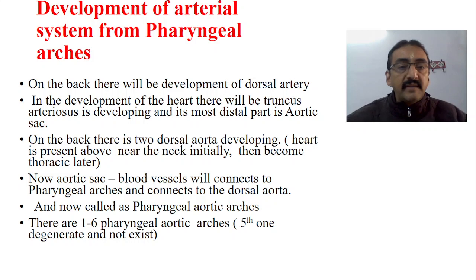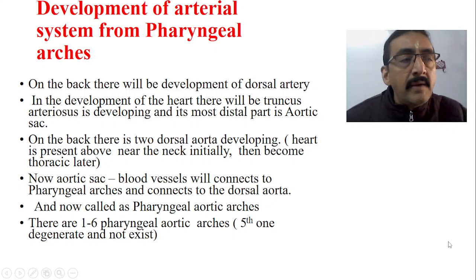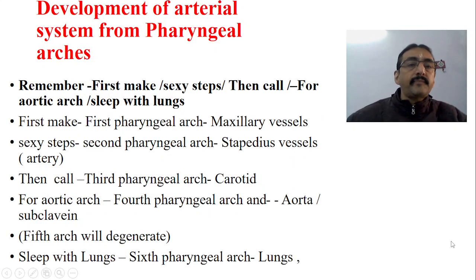Now from the aortic sac, the blood vessels connect to the pharyngeal arches and then to the dorsal aorta, and these are now called the pharyngeal aortic arches. There are 1 to 6 pharyngeal aortic arches. The fifth one degenerates and does not exist, so we can count 1 to 5.